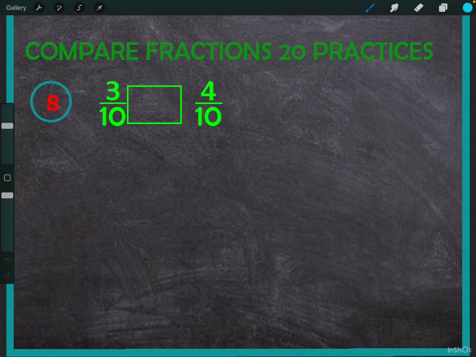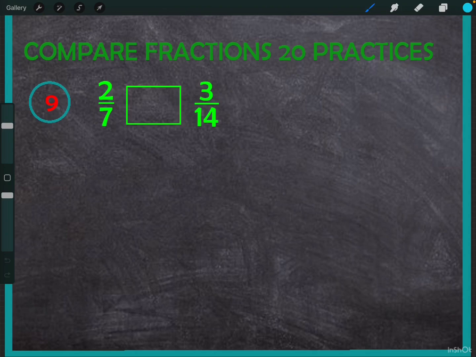Practice A. We have 3 over 10 and 4 over 10. These two fractions have the same denominator, 10 and 10. To compare them, we only need to compare the two numerators. 4 is greater than 3, so 4 over 10 is greater than 3 over 10.